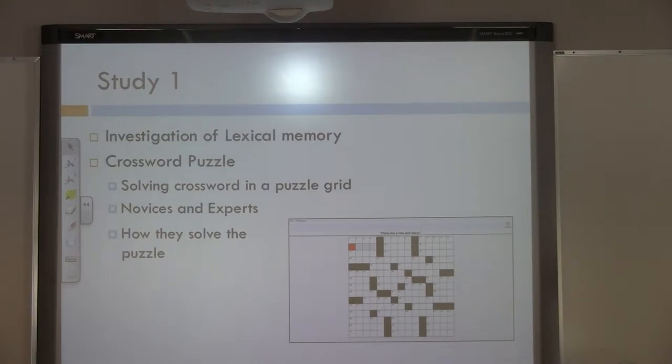In this study they had to solve the crossword puzzle in the puzzle field in a limited time, 25 minutes. We would like to see how they solve the puzzles differently between the experts and the novices. And we collected all their keystrokes for every character and the response times in order to analyze the data and their performance further.